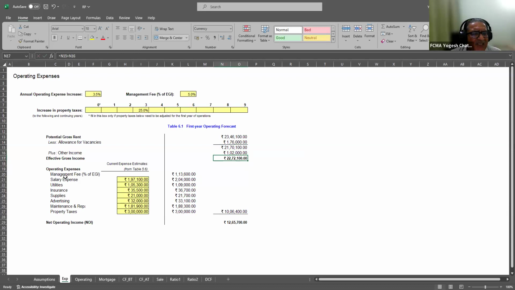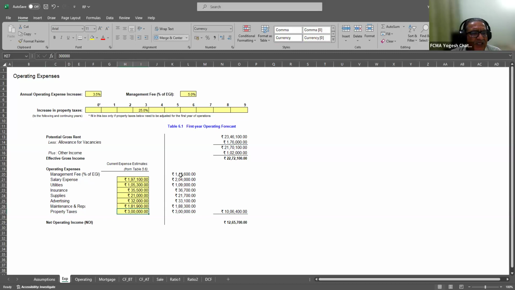And expenses, so that can be multiple expenses. These are for representative purpose only: management fee, salary, utility, insurance, supplies, advertising, maintenance and repairs, property tax. All of these are in a yellow cell, which is an estimated figure, so that we can take any input and give it here, and that will change the entire financial model.